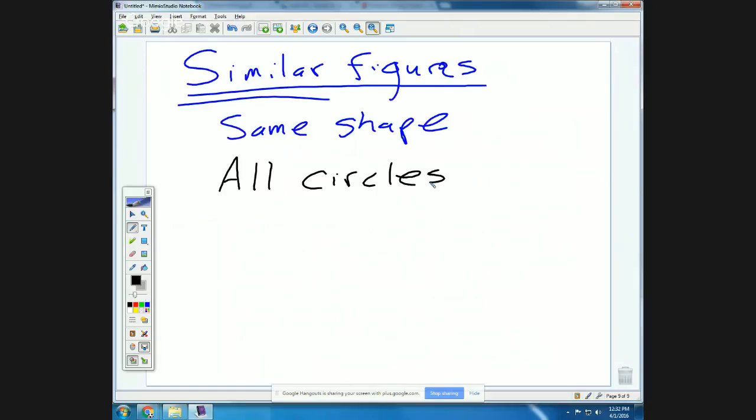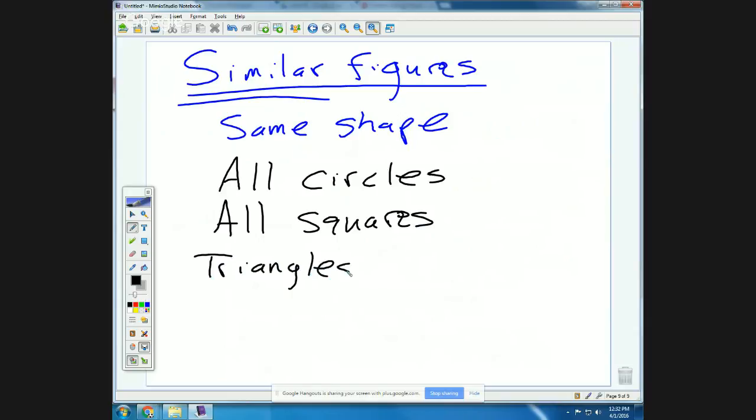Squares. All squares are similar. Some triangles are similar. They're only similar if they're exactly the same shape. So as far as triangles go, there's an example of a right triangle. I tried to make it so those two sides were each the same, 1 or 2 or whatever.